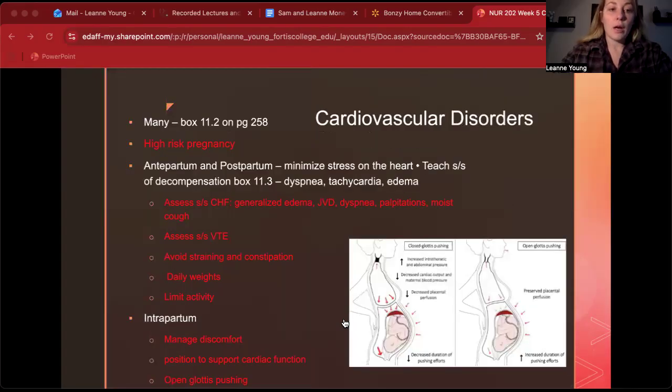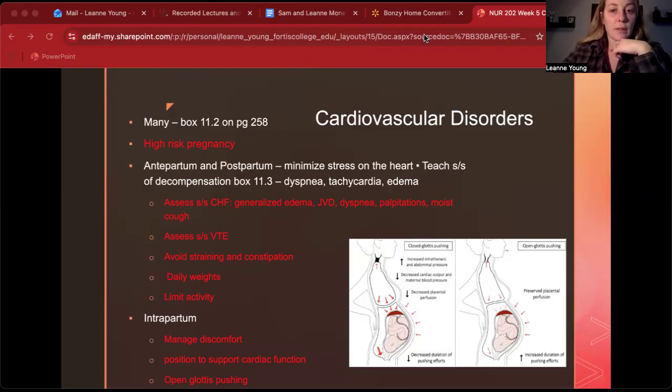So, cardiovascular disorders, there's many. Like I said, your textbook is going to go into a lot greater detail. This would be considered a high-risk pregnancy. So, for antepartum and postpartum, we want to minimize stress on the heart. So we need to teach them signs and symptoms of decompensation, which would be like dyspnea, tachycardia, edema, any typical decompensation that you're going to see with any cardiovascular disorder. Okay.